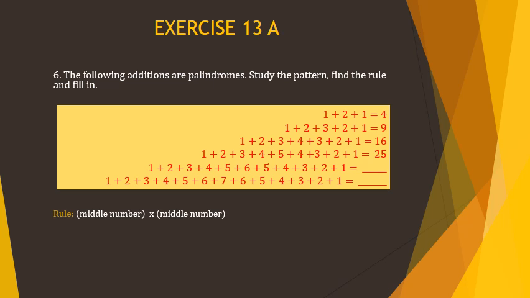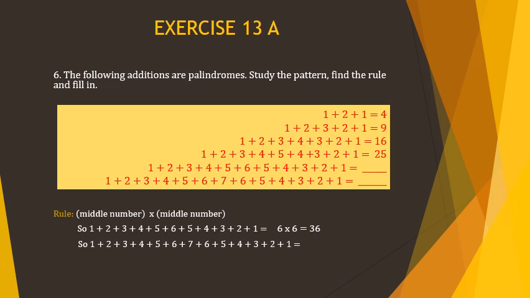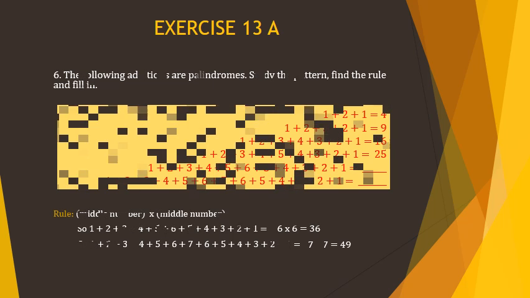So in the first blank, what are we going to do? First, we have to find out the middle number, and the middle number is 6. So 6 multiplied by 6 is equal to 36. So our answer will be 36. And in the last one, the middle number is 7. So 7 multiplied by 7 is equal to 49. So the answer is 49.